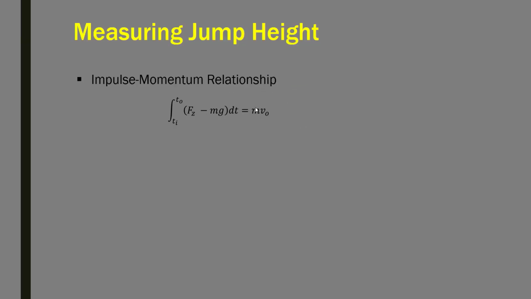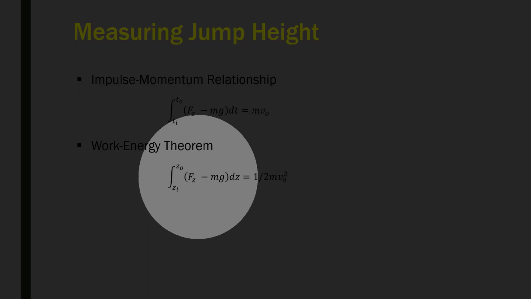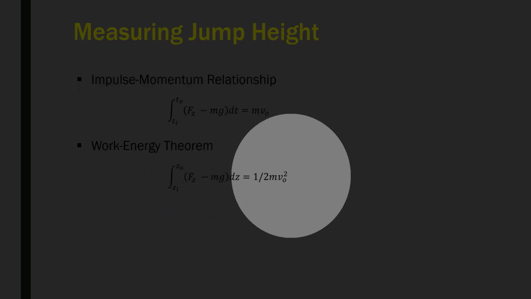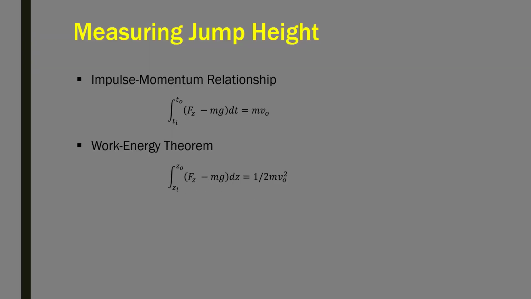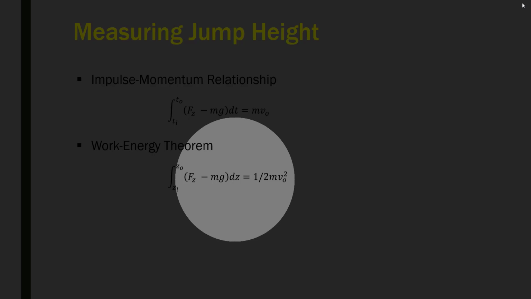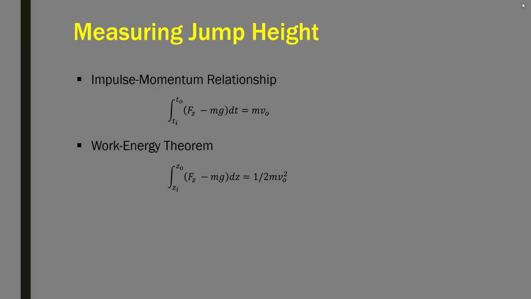subsequently jump height. We can also use the work-energy theorem, which is just the relationship between potential energy, which is given here by the left side of the equation, and kinetic energy, which is the energy of movement. And again, you can then solve for this equation. Actually, you can directly solve for vertical displacement, which is z right here.